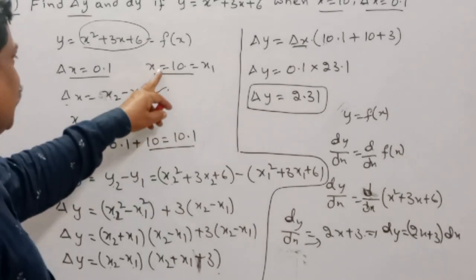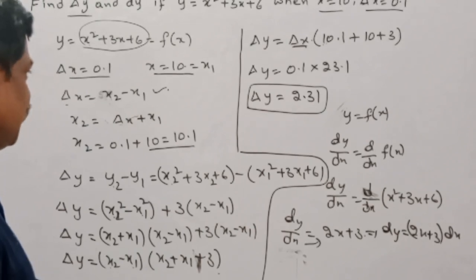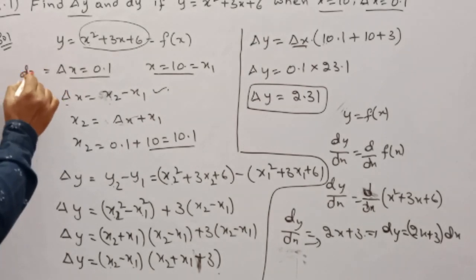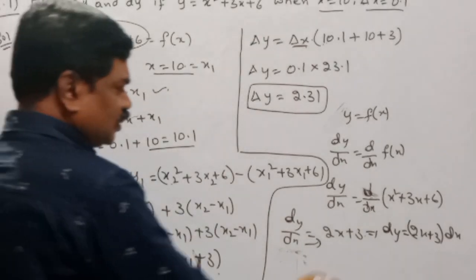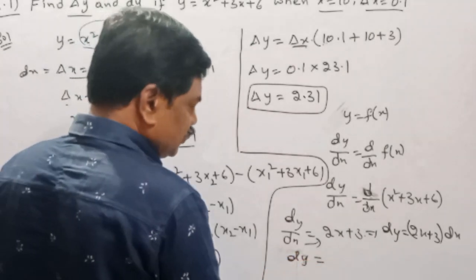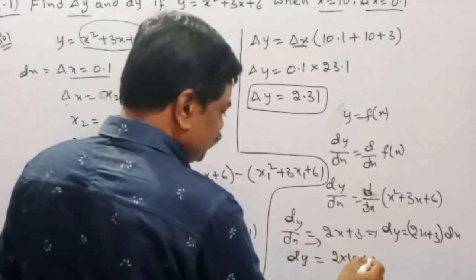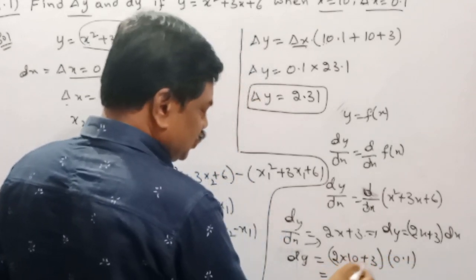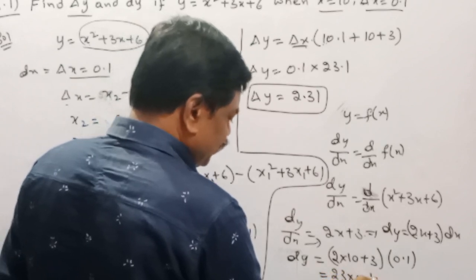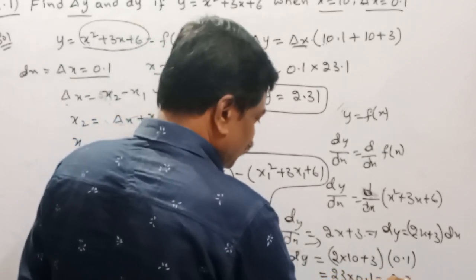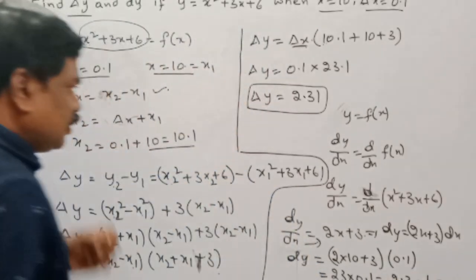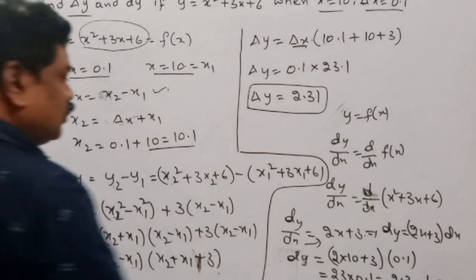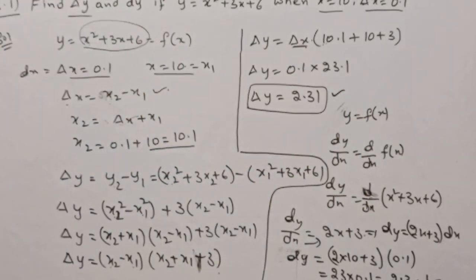But what is the x value? x value is 10. What is the dx value? dx value is nothing but delta x. So here dy is equal to 2 into 10 plus 3 into 0.1, which is equal to 23 into 0.1. This is 2.3. So dy is 2.3, delta y is 2.31. Okay, all of you? That's all.